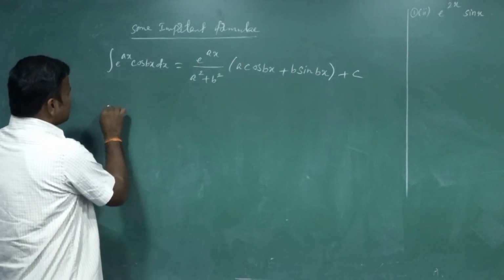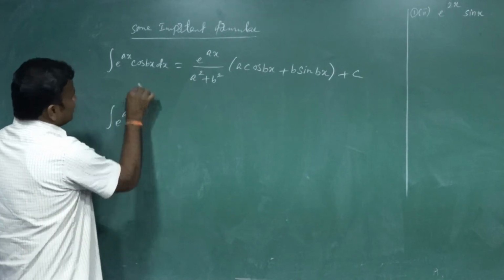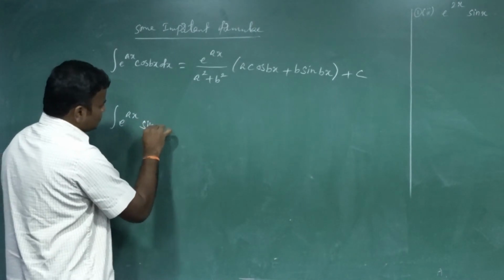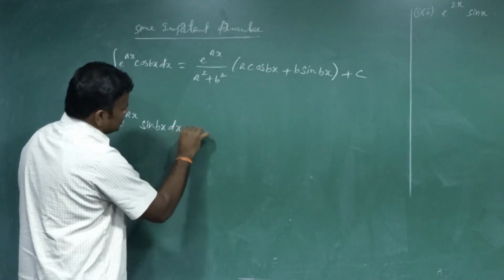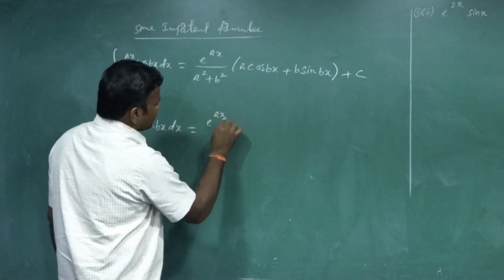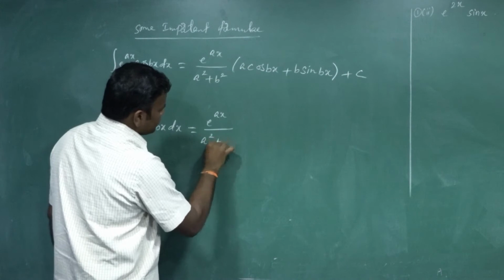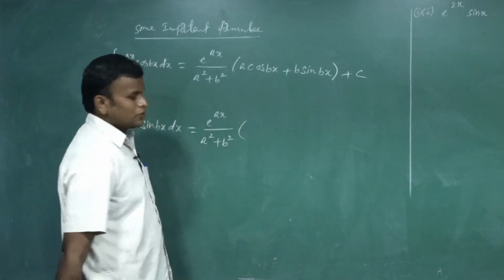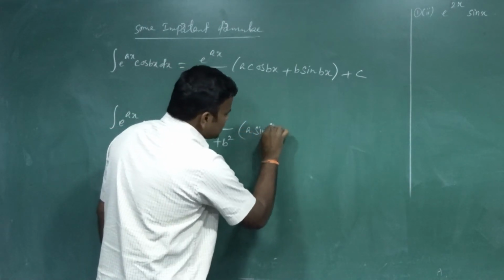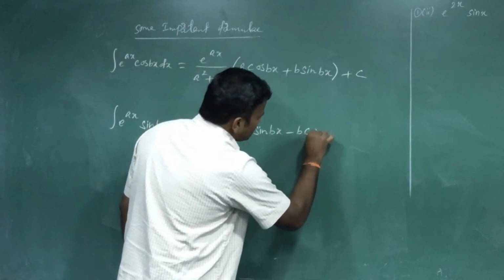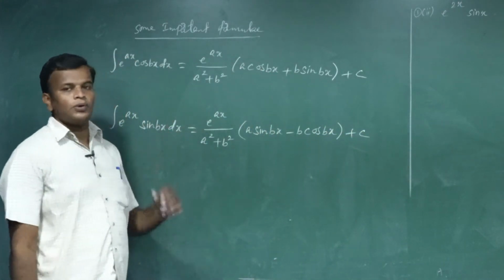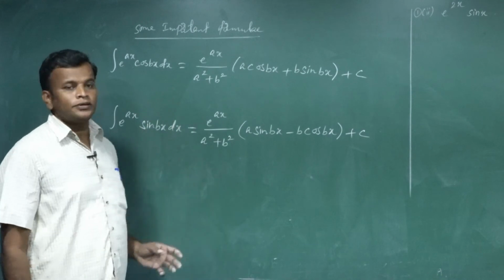And another one is also there. Instead of cos, sin: e power ax into sin bx dx. The outside of the bracket is the same, e power ax by a square plus b square. But inside it changes. It starts from a sin bx minus b cos bx plus c. So it's also a formula. You must memorize these two formulas.